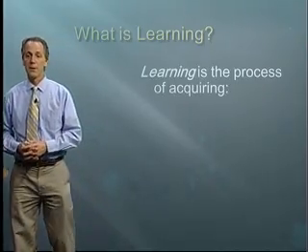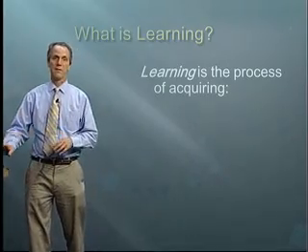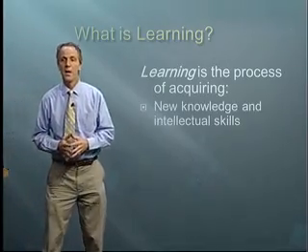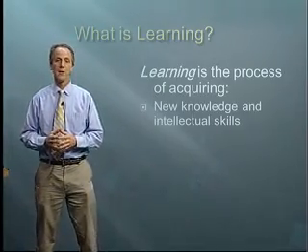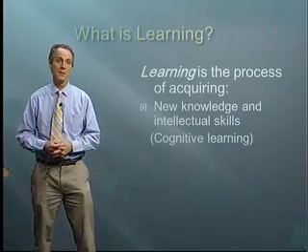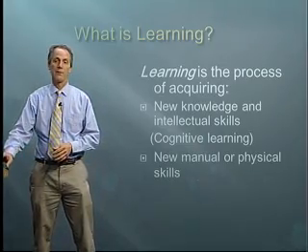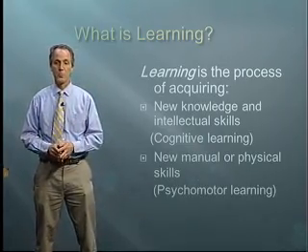So first, what is learning? Learning is a process of acquiring three different types of things. It's classifying it in three ways. First, new knowledge and intellectual skills. That could be referred to as cognitive learning. Secondly, new manual or physical skills, that is psychomotor learning.